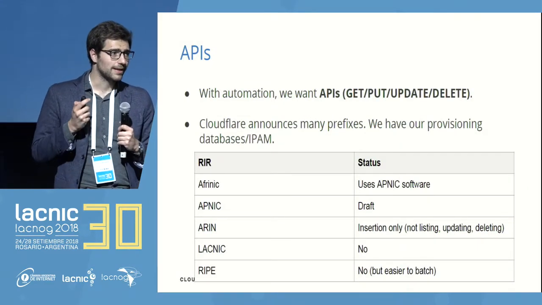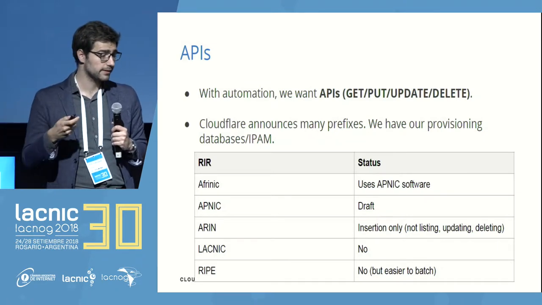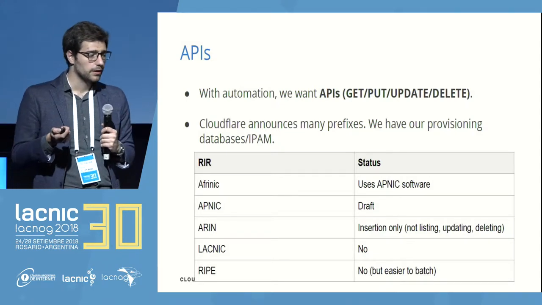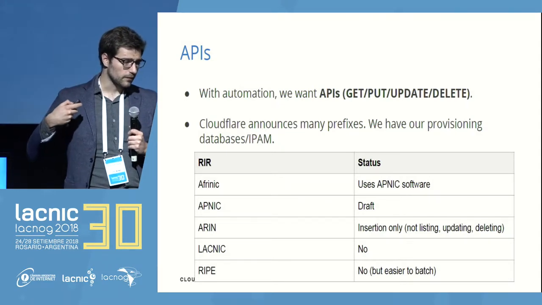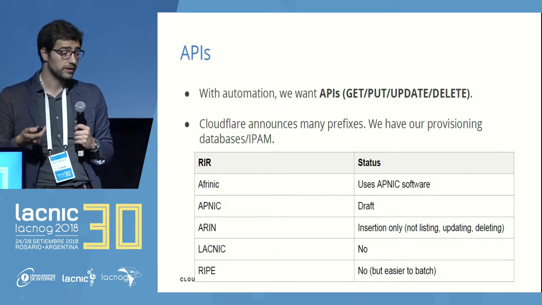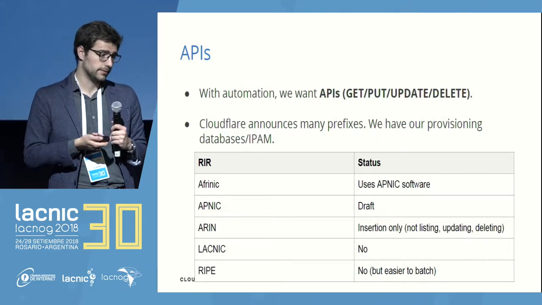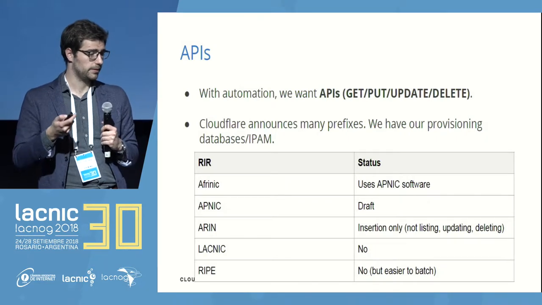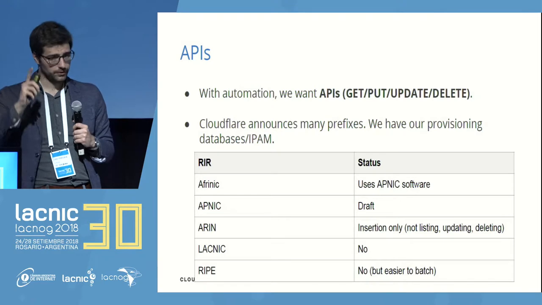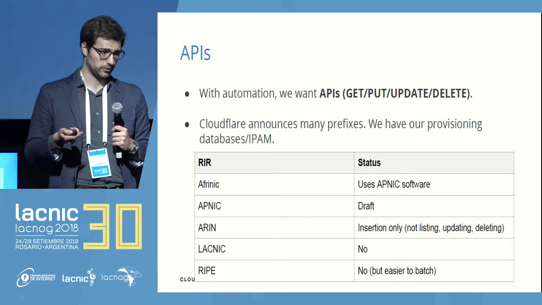But what we want is APIs. We want to get, put, update, delete all the routes. And the problem is we don't have many ways of automation with that. APNIC apparently has a draft. ARIN is insertion only. I could not even list, not update, not delete. LACNIC, well, that's RIPE. But RIPE is more or less easier to batch because you click on the box. It's faster to do. It's not so much automatable.